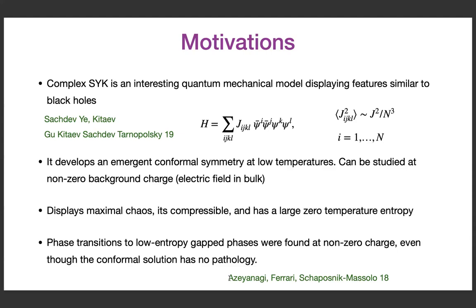In some recent papers by these authors, it was realized that even though this picture is correct at zero charge, as one turns on the charge, there can be phase transitions to low entropy phases that are gapped and do not have any emergent conformal symmetry. This was analyzed numerically, but it's kind of mysterious from the perspective of the conformal solution because there is nothing that goes wrong. So one motivation could be to try to understand these phase transitions a little better. This will become clear later when I give more details.